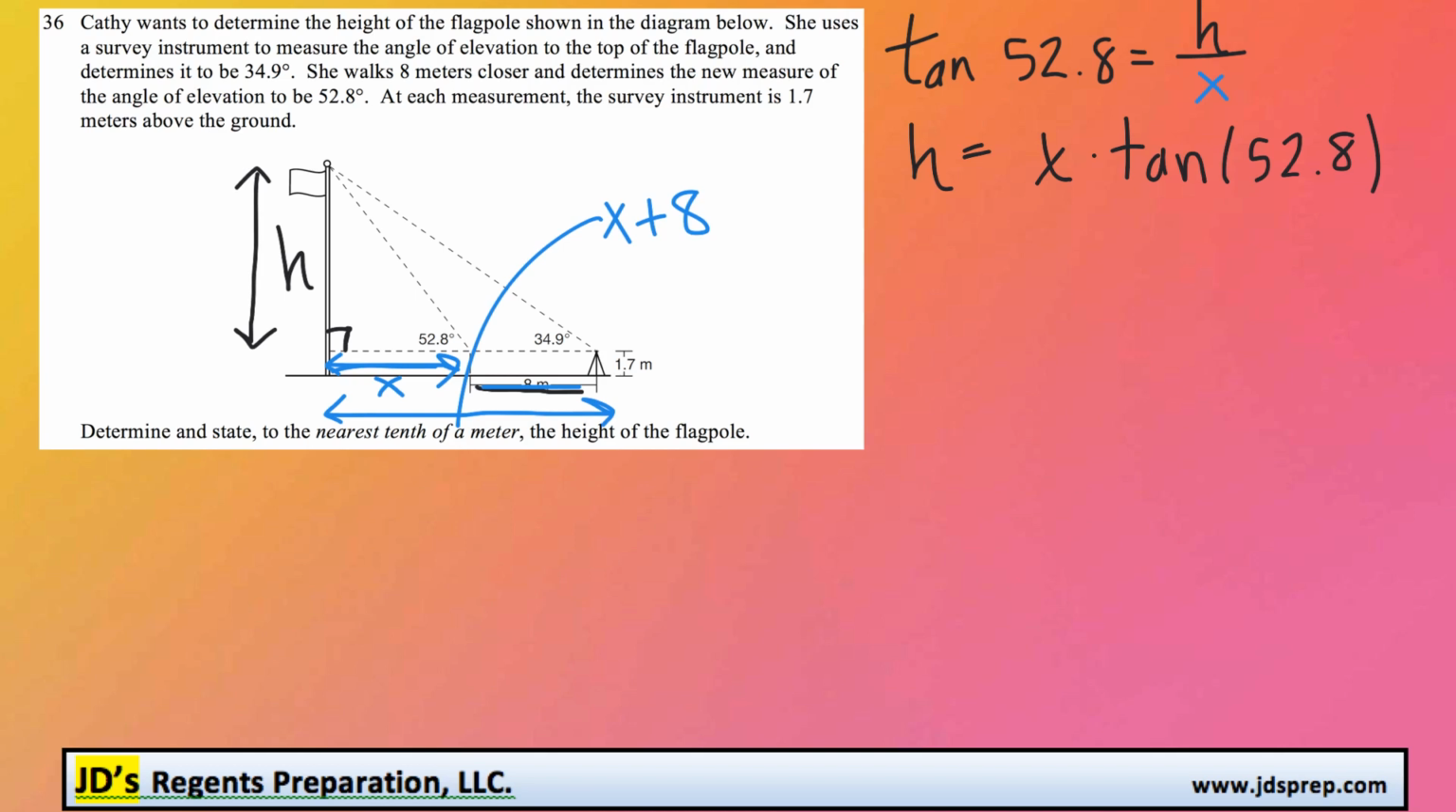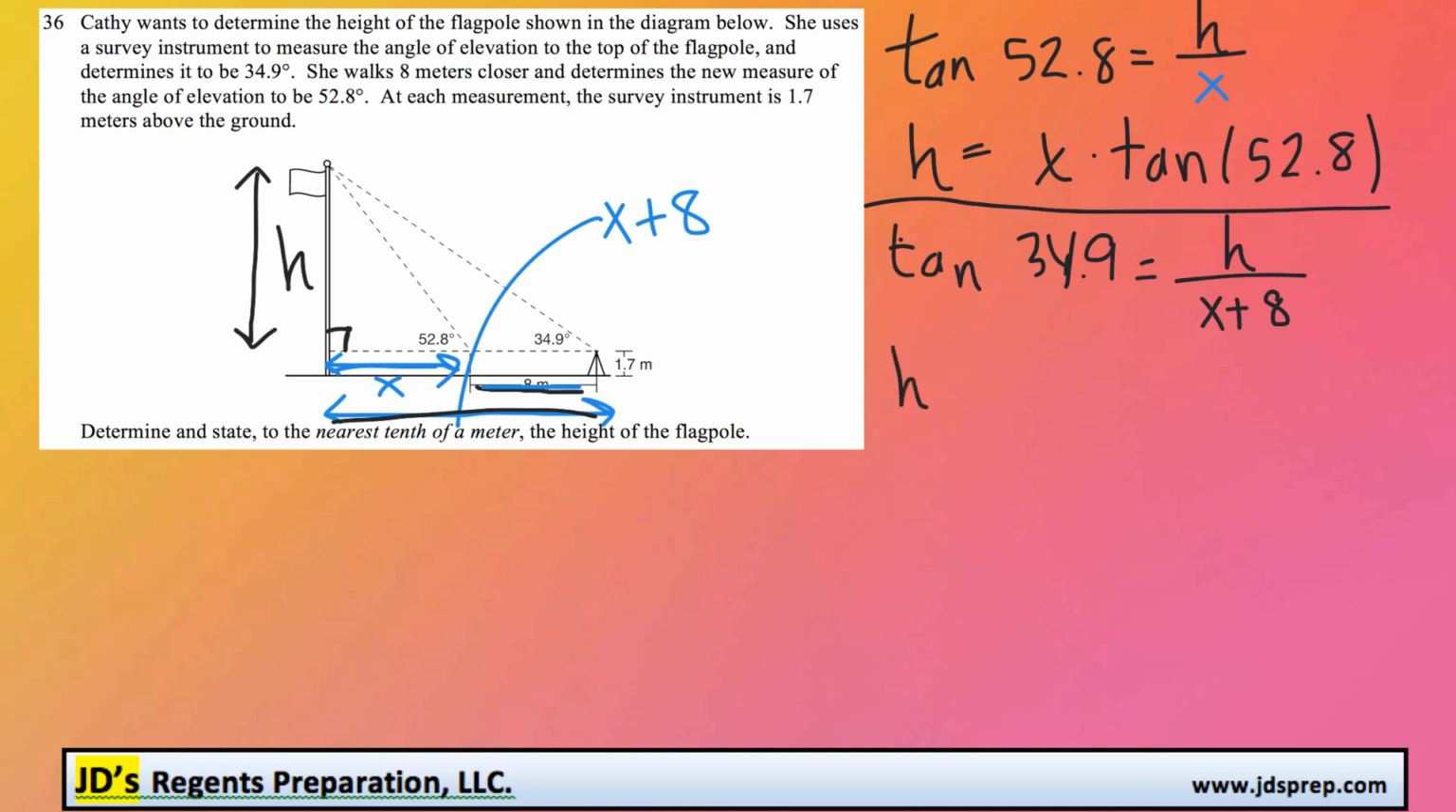Now let's take a look at our tangent ratio for the other angle that we know. We know that tan of 34.9 degrees is going to equal our opposite, which again is h, over our adjacent. Now our adjacent this time is x plus 8. So now if we want to solve for h, it'd be pretty similar as above, but this time we're going to multiply x plus 8 times tan of 34.9.